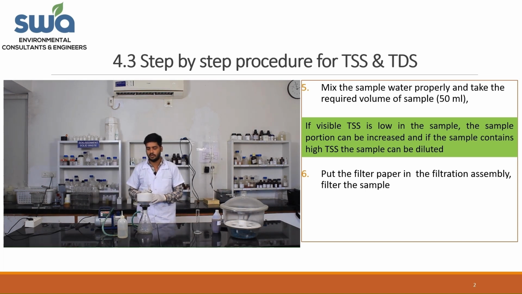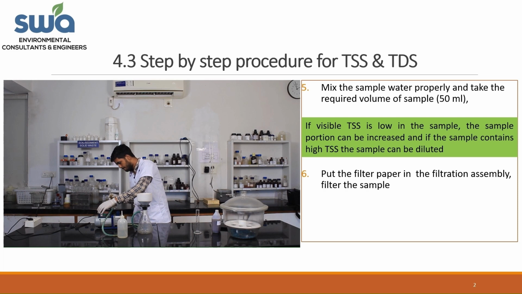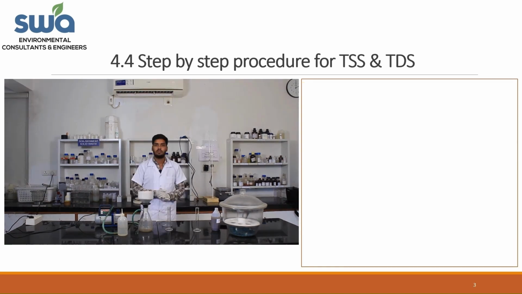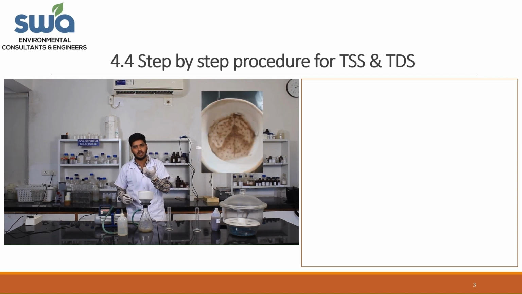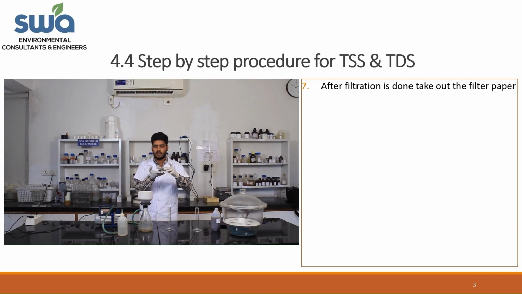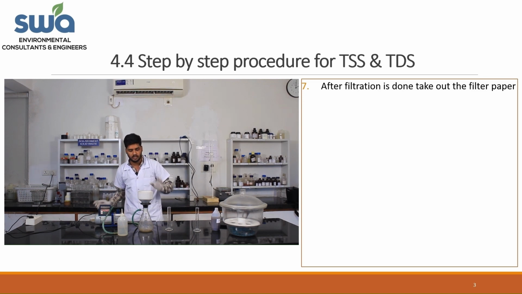Now after placing the filter paper into the filtration assembly, we will start the assembly and filter this sample. After the filtration is complete, you will be able to see this TSS which is collected on the filter paper. Then take out the filter paper carefully and put it in a petri dish. Now this petri dish will go in the oven at 100 centigrade temperature.